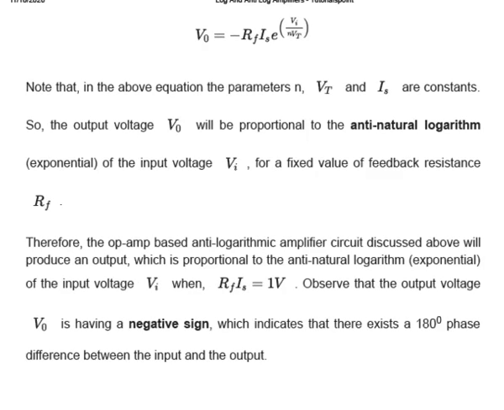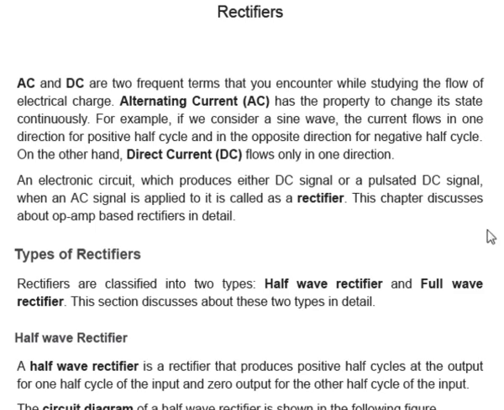So substituting this, we get V0 equals minus Rf Is e to the power Vi by nVt. So here the output of the op-amp will be the anti-natural logarithm of the input voltage Vi. Now the next part, that is the rectifier circuit.